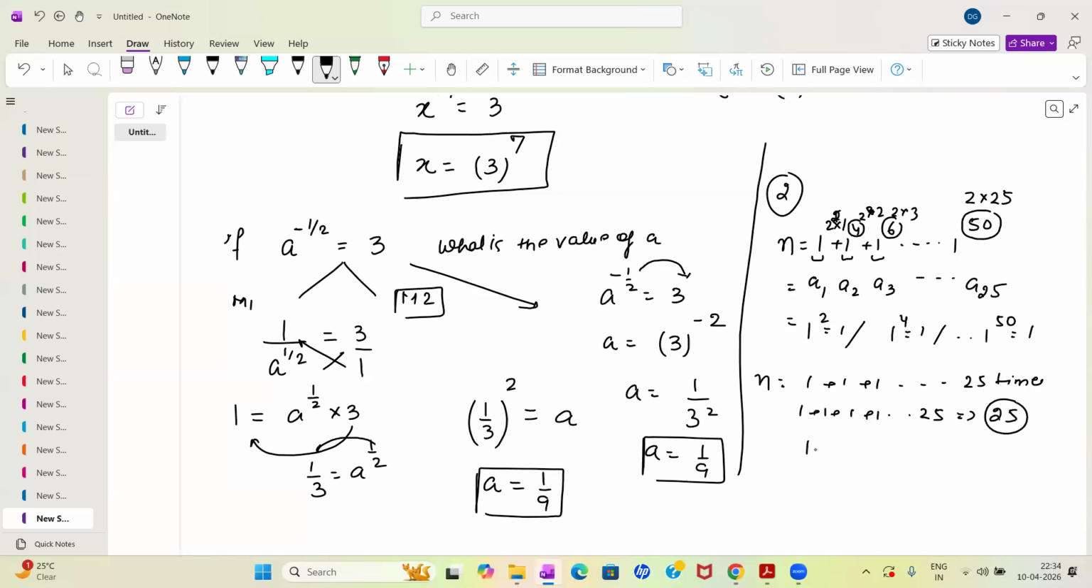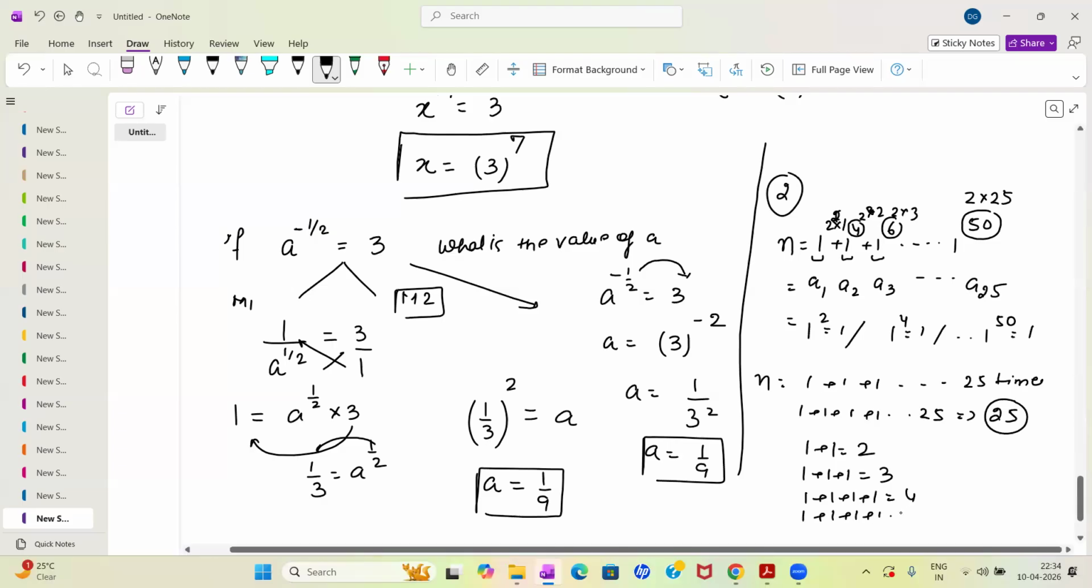How? You know that 1 plus 1, 2 times, the answer is 2. 1 plus 1 plus 1, 3 times, the answer is 3. 1 plus 1 plus 1 plus 1, 4 times, the answer is 4. Similarly, 1 plus 1 plus 1 up to 25 times, the answer is 25.